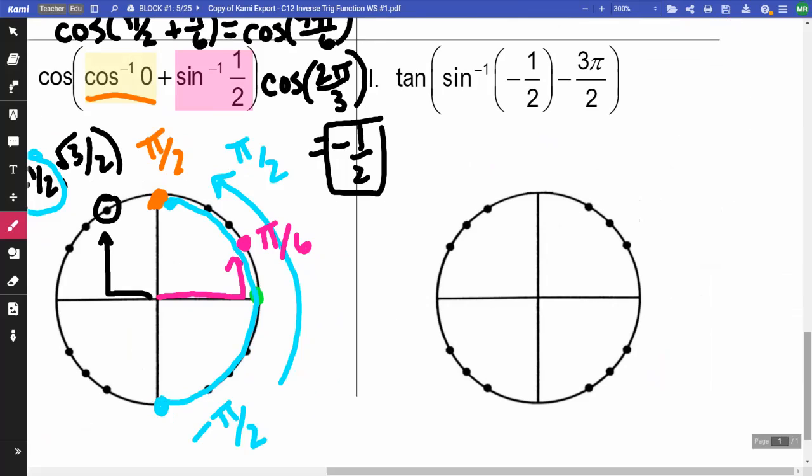On the next problem, I've got two things going on in here. First thing I need to do is figure out this, and then whatever that is, I'm going to subtract 3 pi halves.